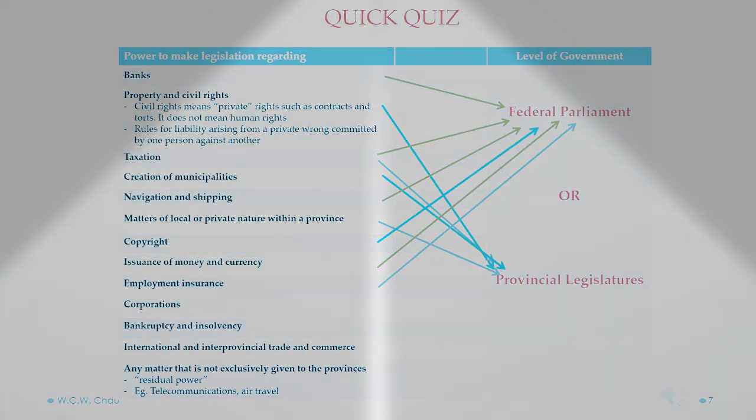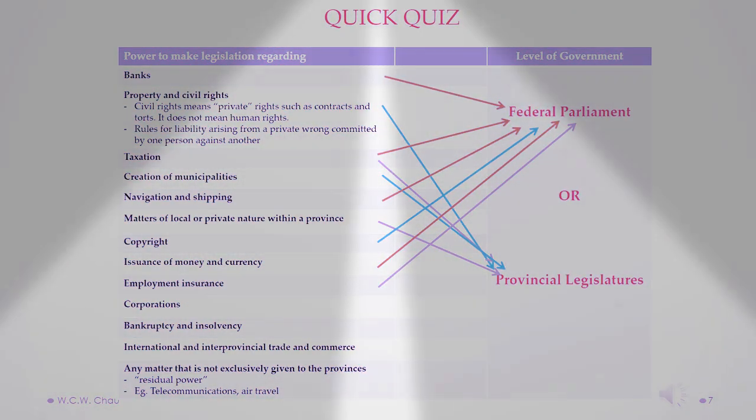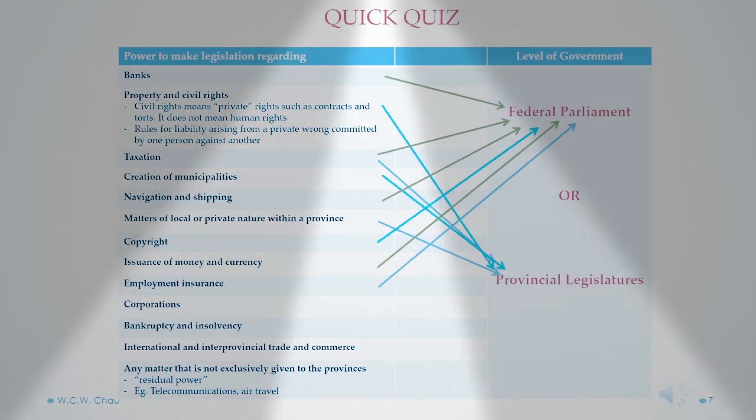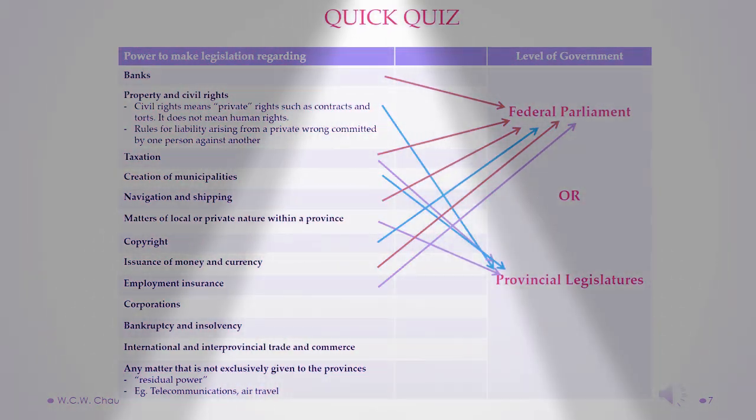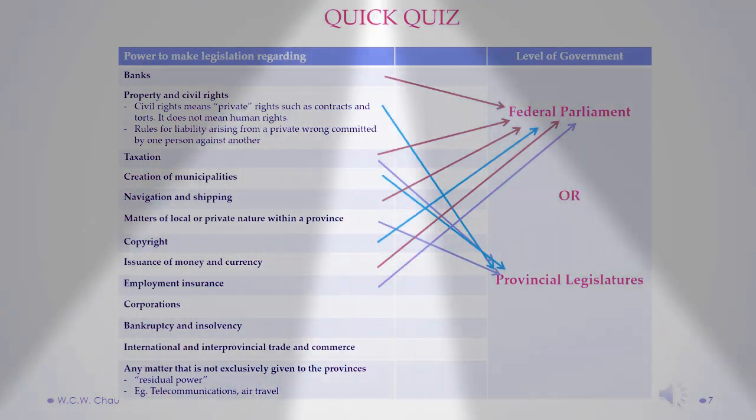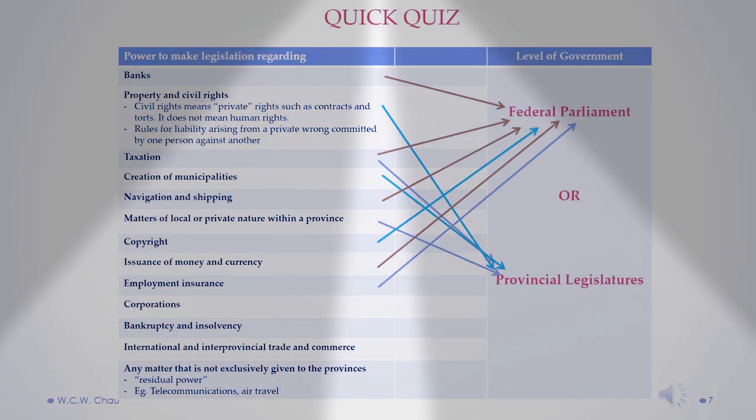91.2A says unemployment insurance, actually, which is the original name for employment insurance. It was under the government of Brian Mulroney when they changed the name from unemployment insurance to employment insurance.